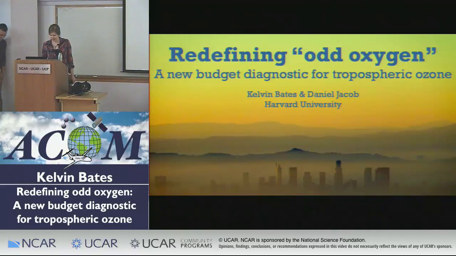He earned his PhD in chemistry at Caltech, where he studied the gas phase oxidation and aerosol formation mechanisms of isoprene in chamber experiments. And in 2017, he moved to the frigid Northeast to incorporate those mechanisms into GEOS-Chem, a global chemical transport model. And he investigates the tropospheric effects of biogenic VOCs. And today he's going to talk about odd oxygen.